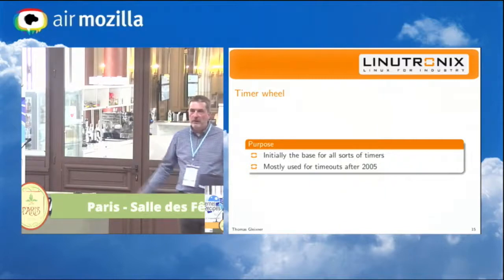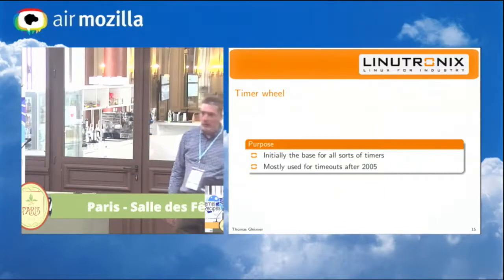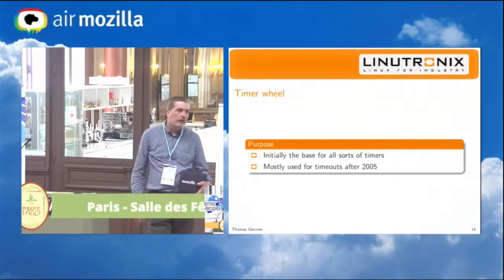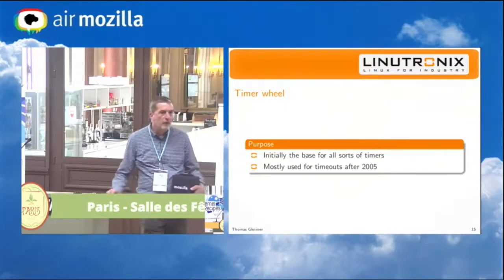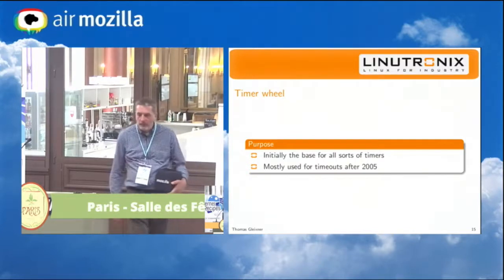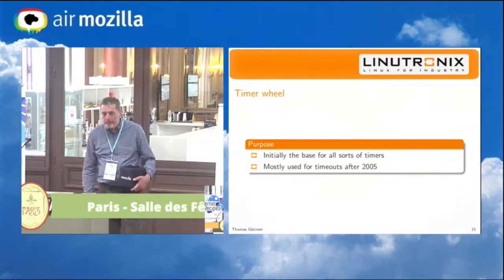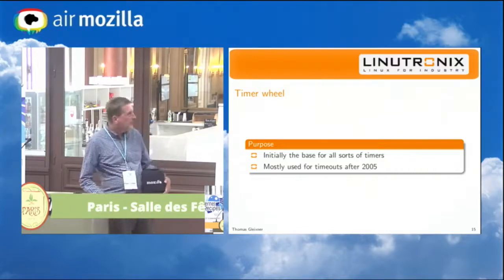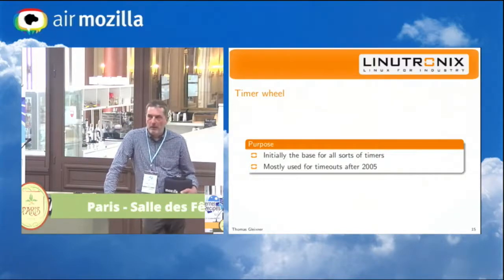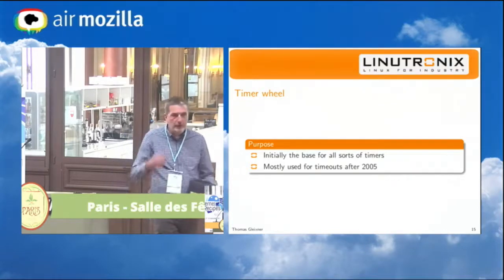So TCP ACK timeout, whatever, disk I/O timeouts, and whatever things you want to monitor for exceeding their deadline or timeline. These timeouts have an interesting property. In a lot of workloads, roughly 99% of those timeouts never fire. So that means the timers get canceled before expiry.